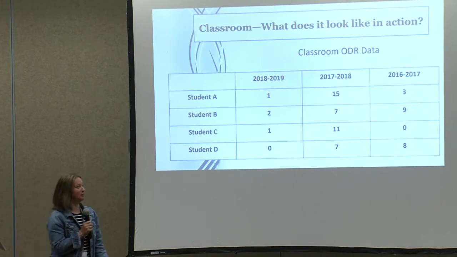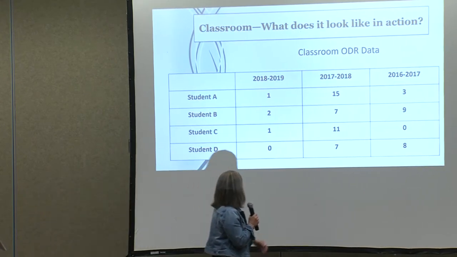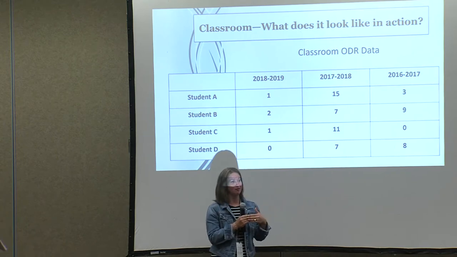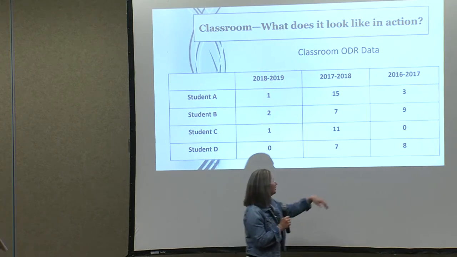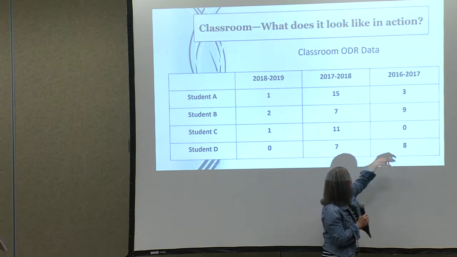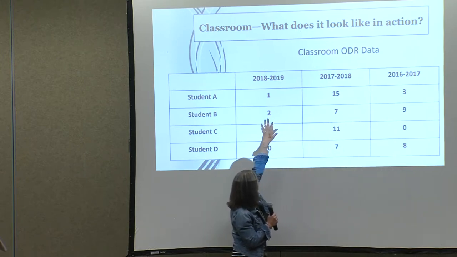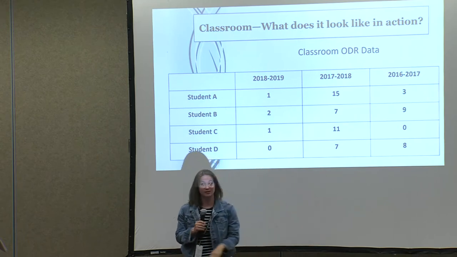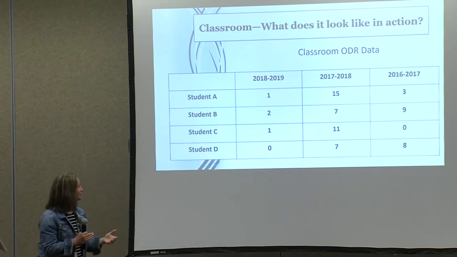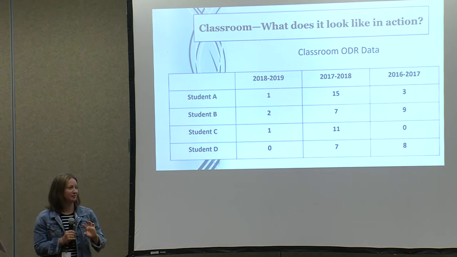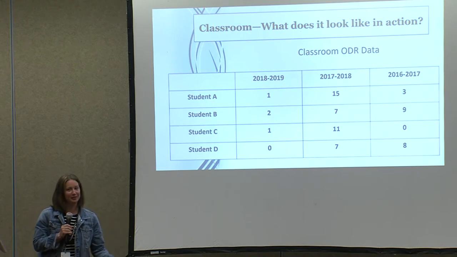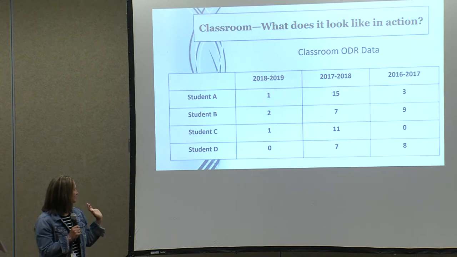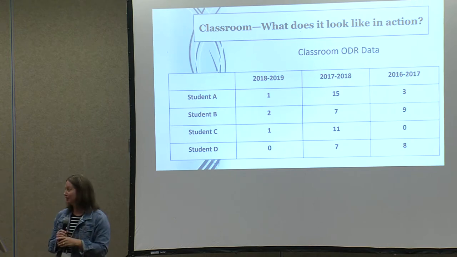So I have to point out my graph because it goes backwards. This is the ODR data of just four of my high flyers who came in this year. This is their data from second grade, this is their data from third grade, and this is from this last year. And really just building those relationships, that positive environment, and helping them to foster that outside the classroom, because a lot of the ODRs happen either on the playground or in specials or in the hallway. And so these four students really worked hard this year to try their best.